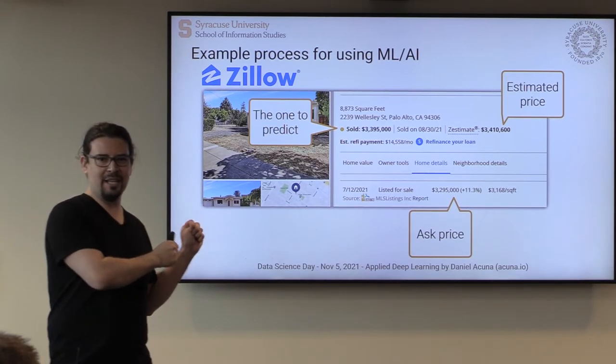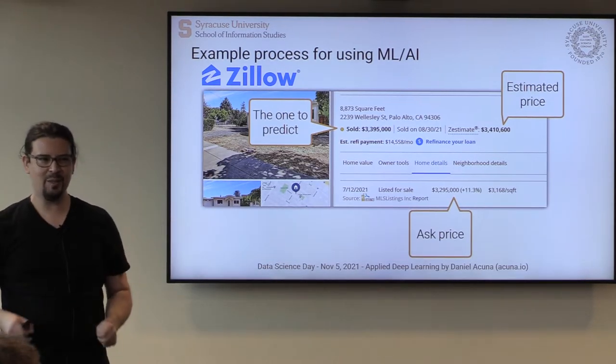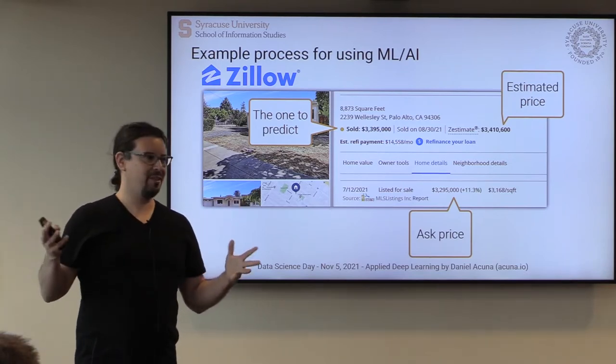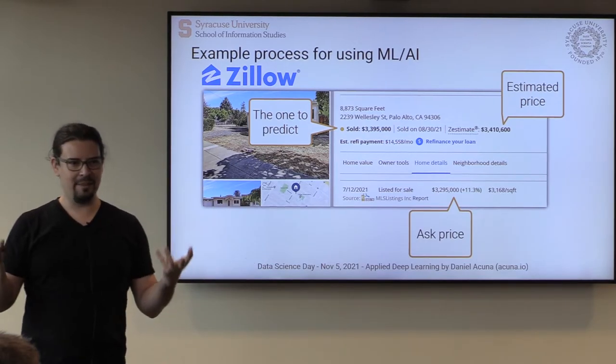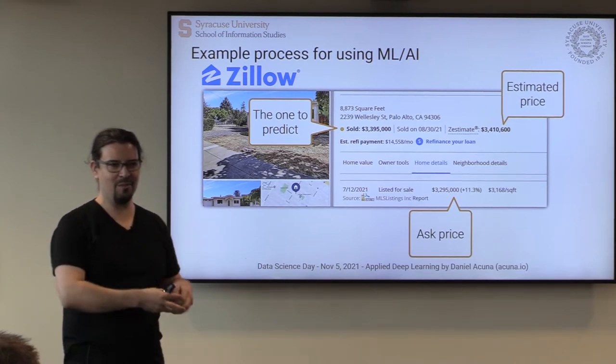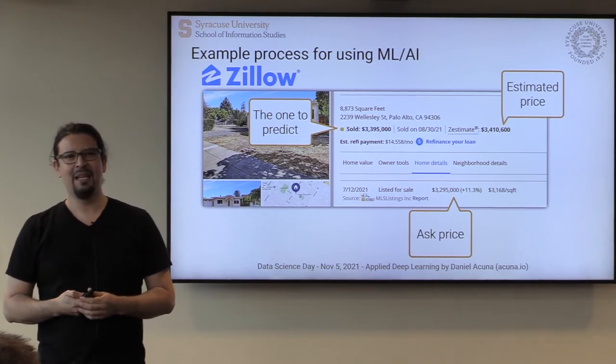So maybe the buyer can say, okay, I'm going to offer the final value. And the seller will say, okay, that seems fair. So they agree, and the deal can be closed in 10 seconds instead of being a two-week process.